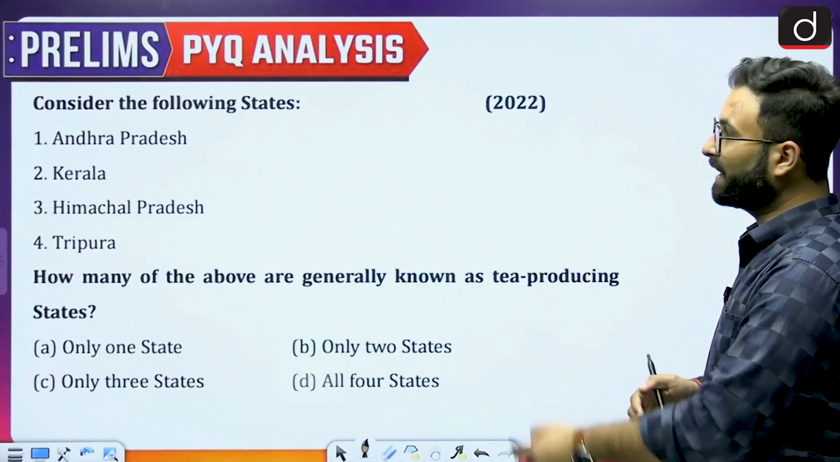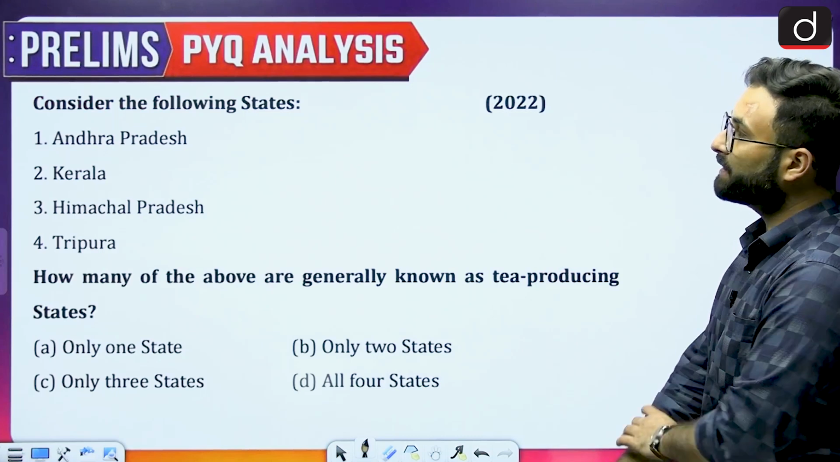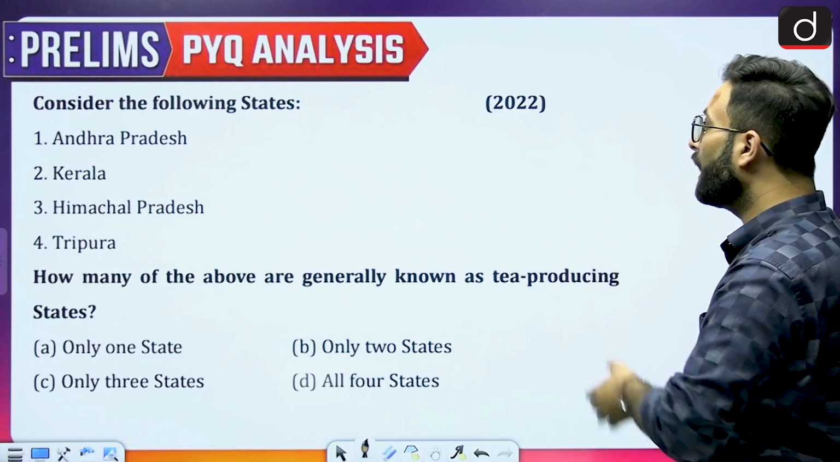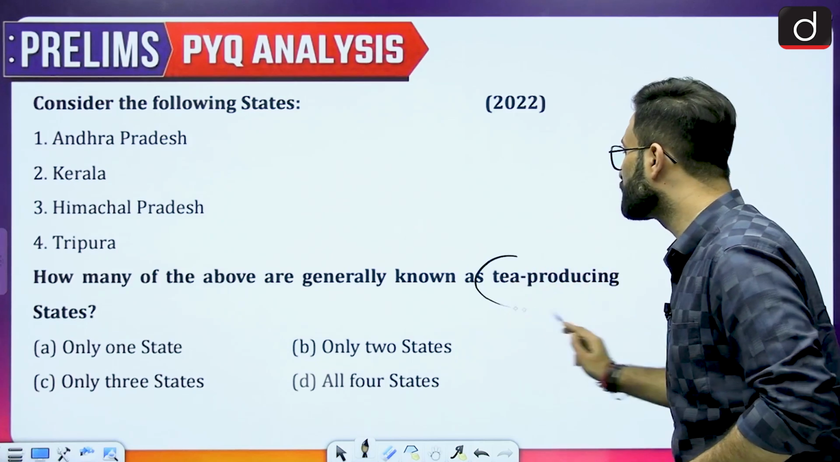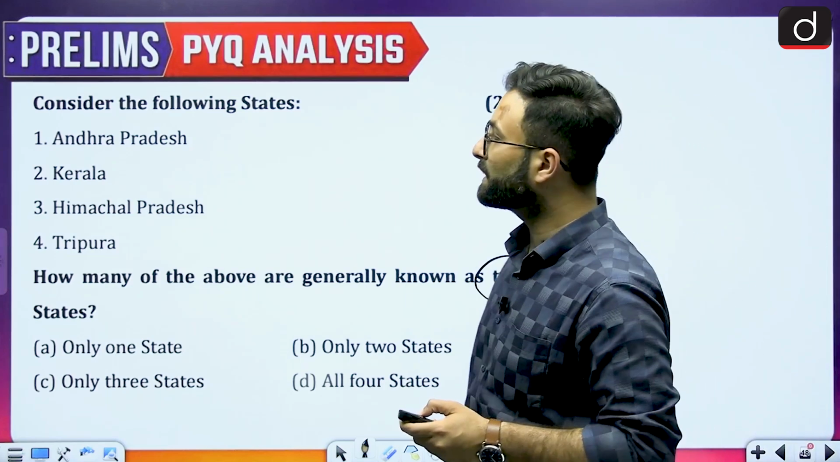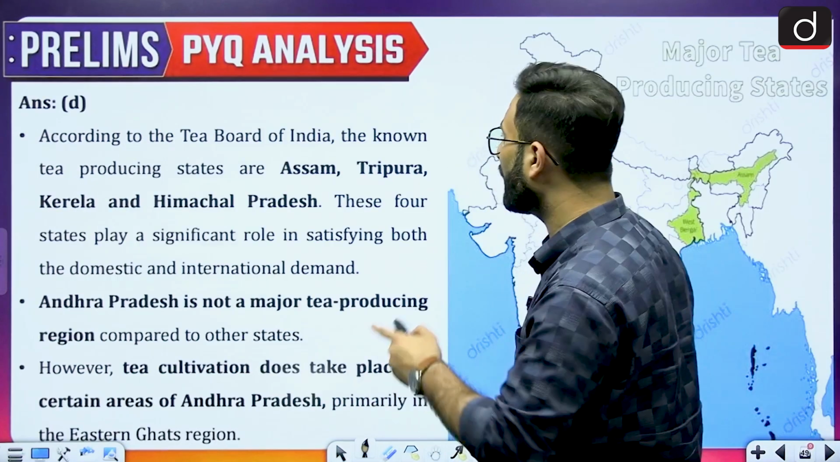Coming to the next one, consider the following states: Andhra Pradesh, Kerala, Himachal Pradesh and Tripura. How many of the above are generally known as tea producing states? If you talk about the tea producing states over here, you will see that nearly all the states over here have this.